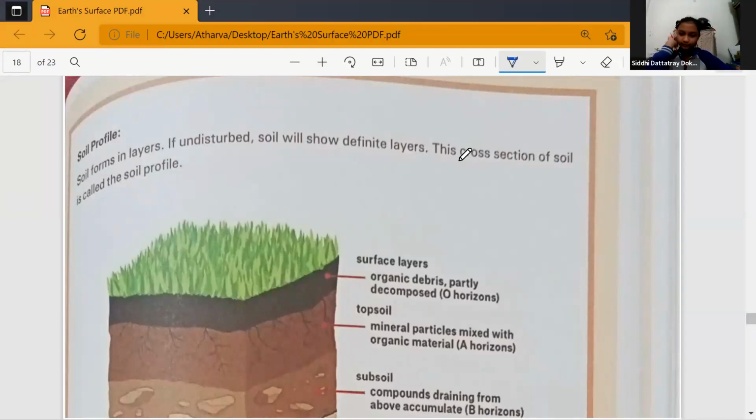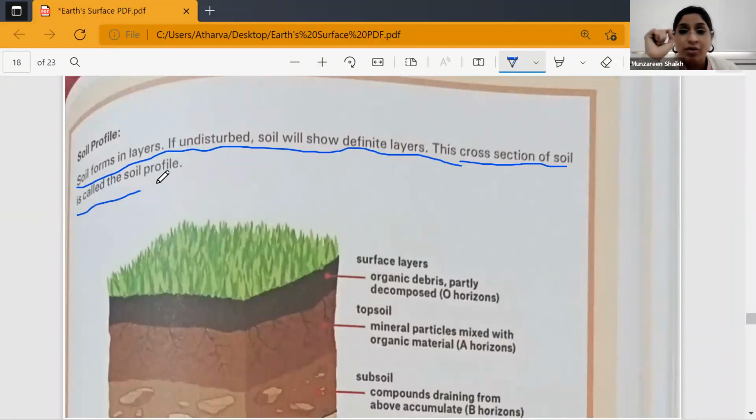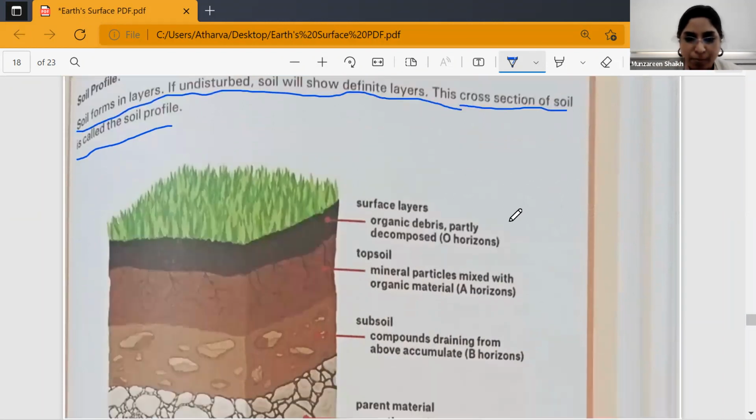Please underline soil profile. Please underline the entire sentence. It is important. You might get an objective question. In this chapter, I also wanted to tell you, whatever new words are there, you have the meaning given in the textbook itself, so please refer to that list also, because you might get an objective question even from there. Okay children, next, let's see the diagram.